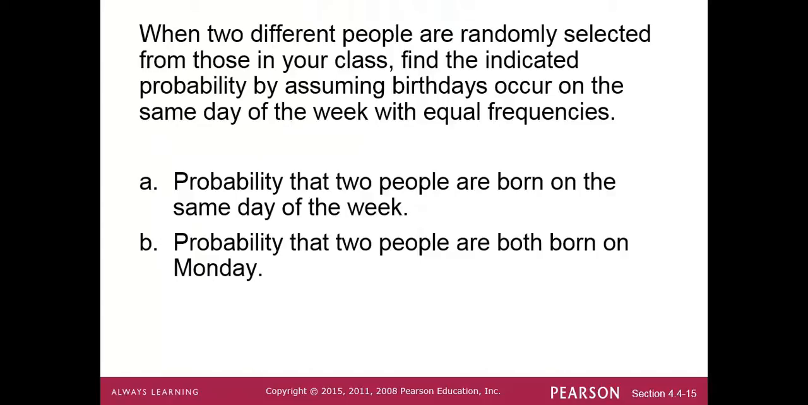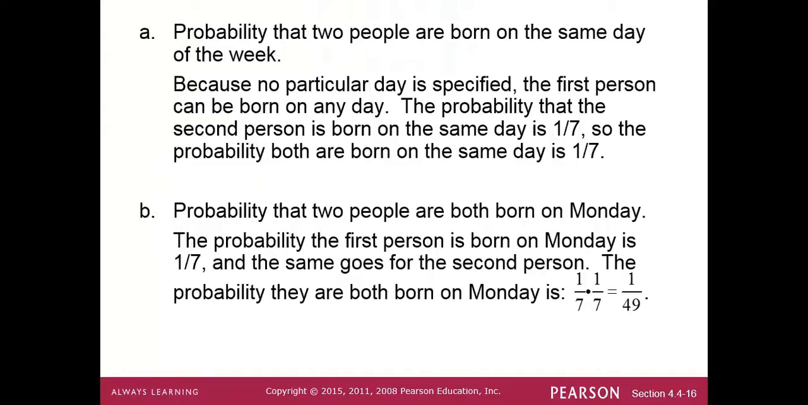Now, part A here just says, what's the chance that 2 people were born on the same day of the week? So we can pick any day, because we didn't specify which day. So the chance that the first person was born, and the chance that the second person was born is 1 out of 7. So the chance that both are born on the same day is 1 out of 7. But if we're saying, what's the chance that they're both born on a Monday? It'd be 1 out of 7 times 1 out of 7, or 1 out of 49.